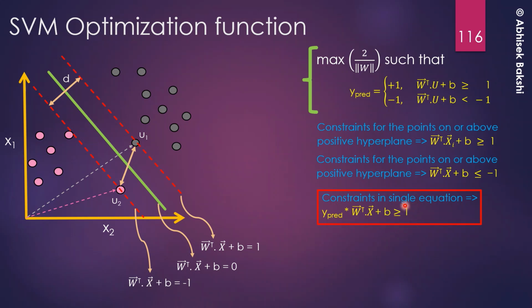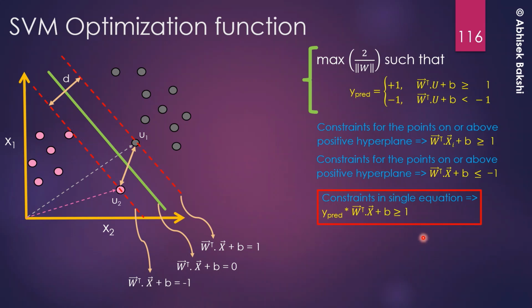Instead of 0, it is now +1. Why? Because if you just multiply this y_pred with wᵀx plus b, you will see that it will always be greater than or equal to 1, because equal to 1 means it is on the red hyperplane. Greater than means either below the red hyperplane on the negative side or above the hyperplane on the positive side. I have just rewritten this particular constraint in a single form. That is the only thing that you have already done in a similar way.